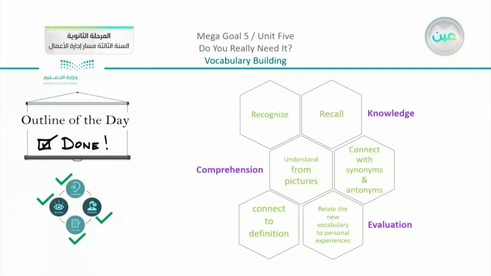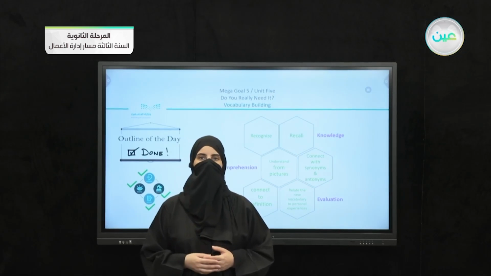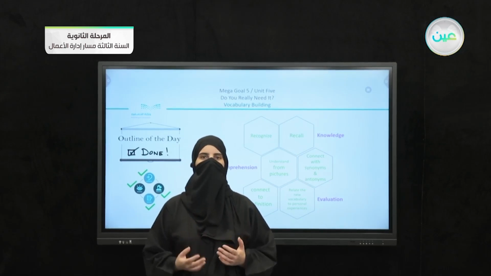So at the very end, we have our outline for the day. We recognized the words and recalled previous meanings. We also understood in the comprehension part some words from pictures and others from synonyms and antonyms, and connected to other different words. And at the very end, we connected to definitions, and we related the words to different examples and personal experiences, like the example that I gave you about Ahmed. So this is our lesson for the day. Be prepared for our next lesson, which is the reading, and keep on thinking about advertisements.